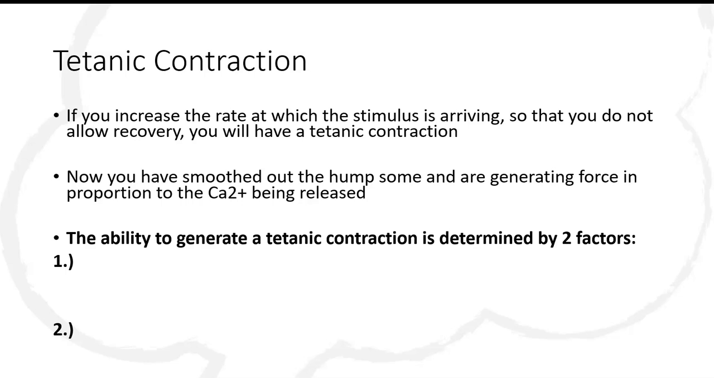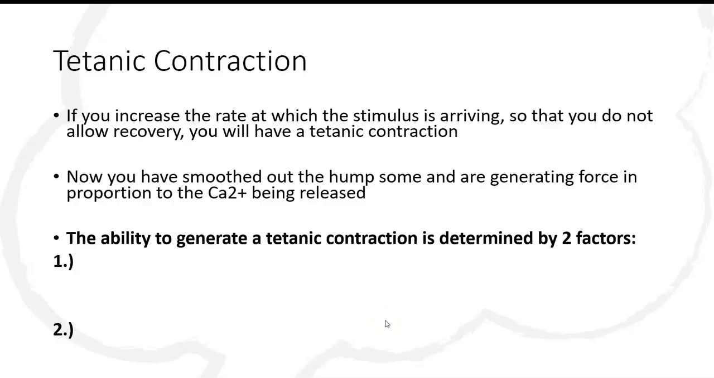Okay, so let's talk about a tetanic contraction. If you increase the rate at which the stimulus is arriving so that you do not allow recovery, you will have what's called a tetanic contraction. Now you have smoothed out the hump a little bit and are generating force in proportion to the calcium being released. So it's not multiple twitches.